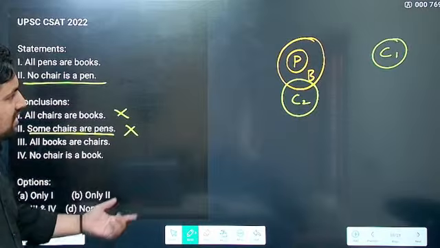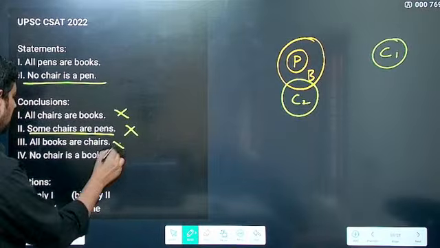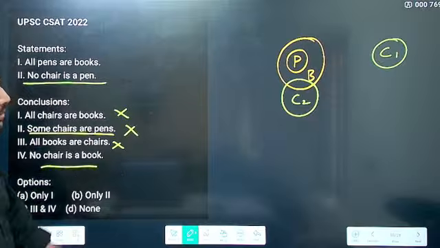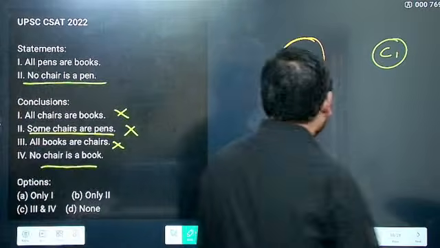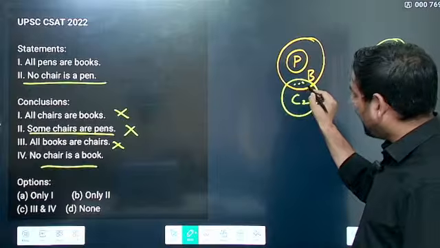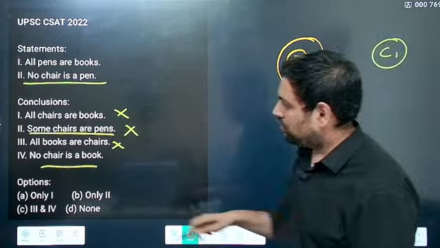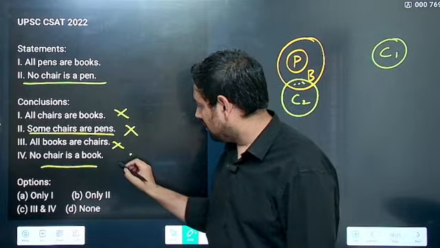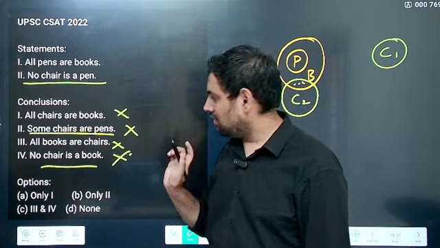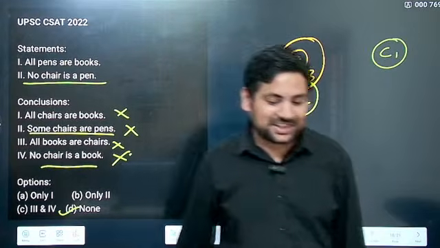All books are chairs. All books are of course not chairs, not holding in any diagram. No chair is a book. This is fine here, but here I have some chairs which are books. So this is also wrong. No chair is a book is also wrong. Answer again becomes D, none.